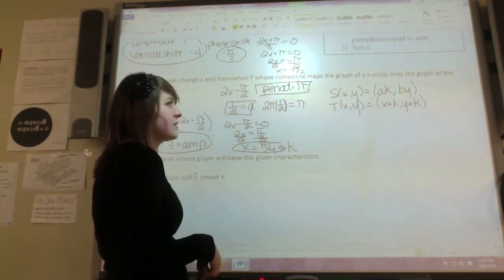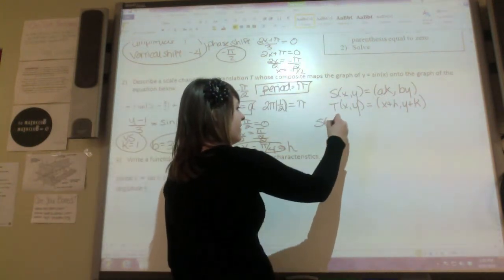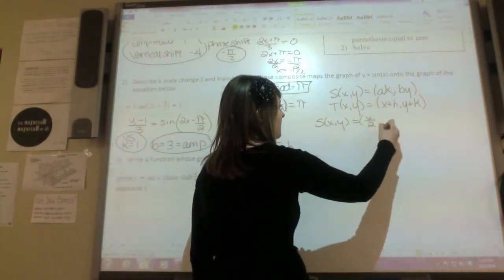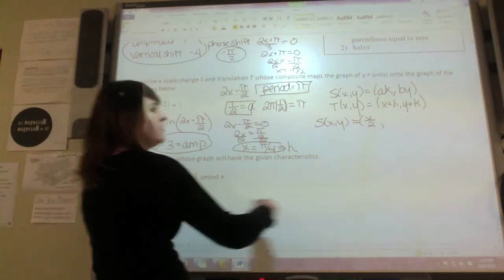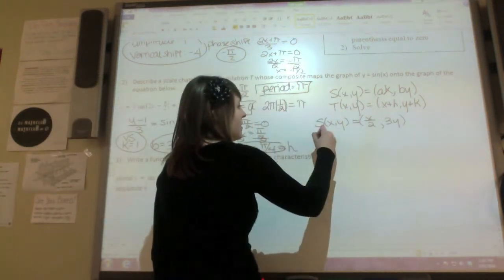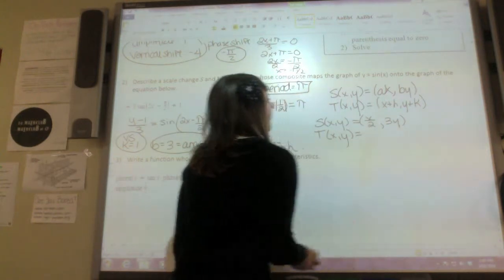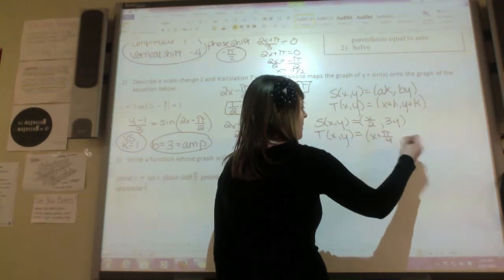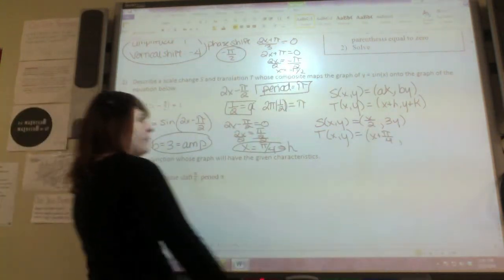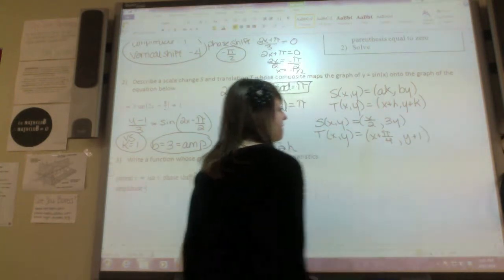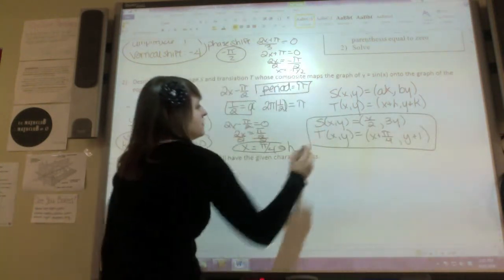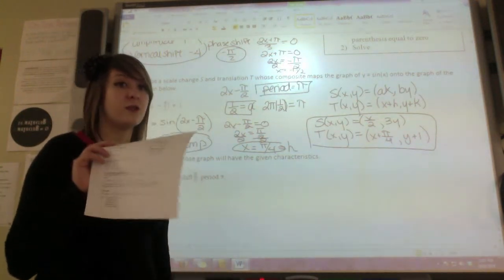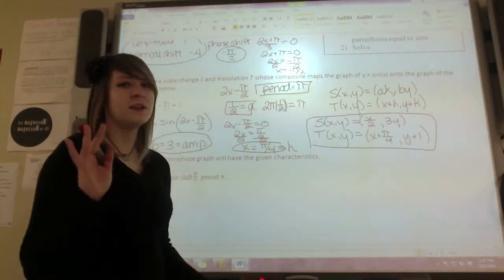So if I were to write these scale change and translation equations, I have S of (x, y) equals, my a value is 1/2, so this is x over 2, and my b value was 3, so this is 3y. And then for T of (x, y), my h value was pi over 4 and my k value was 1. So now I've written my scale change and my translation equation, all just using the formulas on my formula sheet. No calculator necessary.